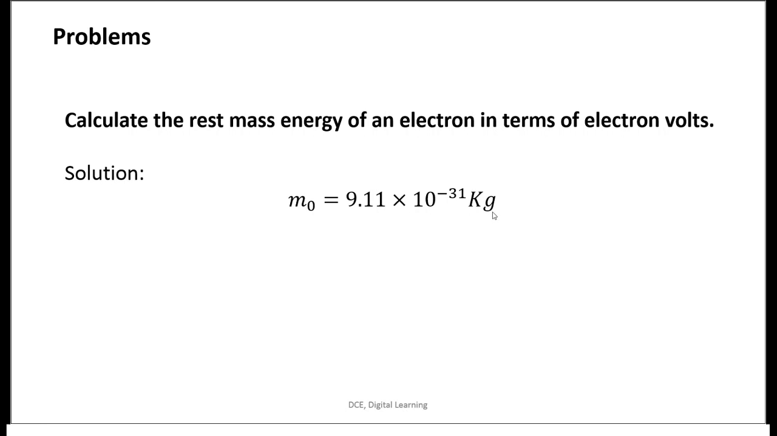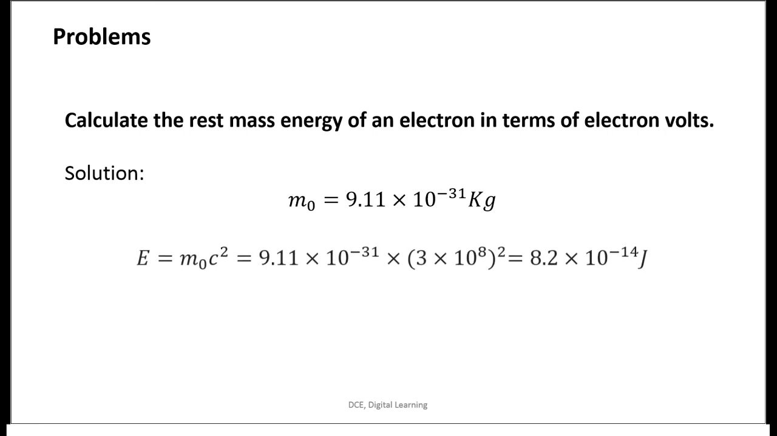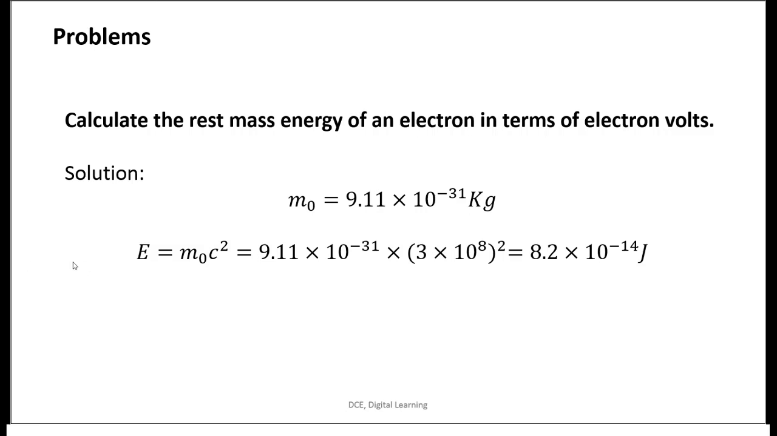So here we need to calculate the rest mass energy of this electron. We know the m naught value, so substituting it in Einstein's mass energy equivalence, E is equal to m naught c square. We write m naught here because we need to calculate only the rest mass energy. Substituting this value and the value of c, we get 8.2 into 10 power minus 14 joules. But we need it in electron volts, not in joules.